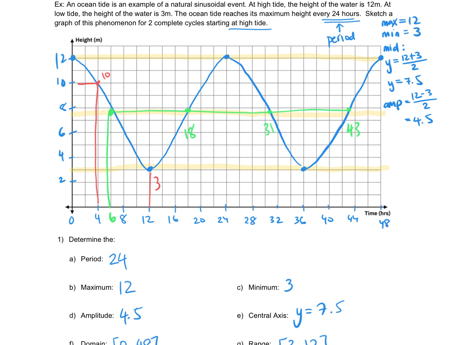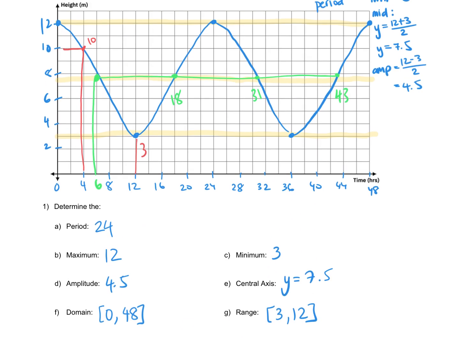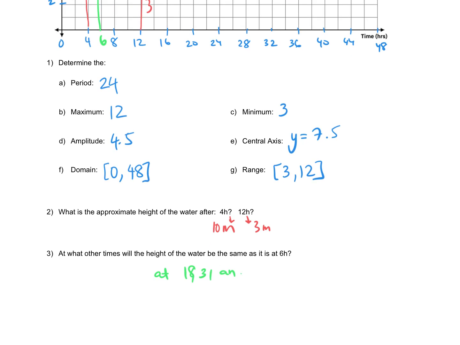Now again, this is not the most accurate because we did estimate this curve. So I'm just going to write at 18, 31, and 43 hours. And it is an approximation because I'm just reading my sketch, which isn't the most accurate because we don't have that sinusoidal knowledge just yet, but at least we're getting a sneak peek for the sinusoidal function word problems. And that's it for your intro to periodic functions.